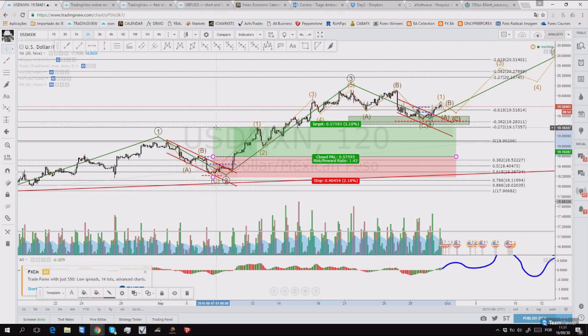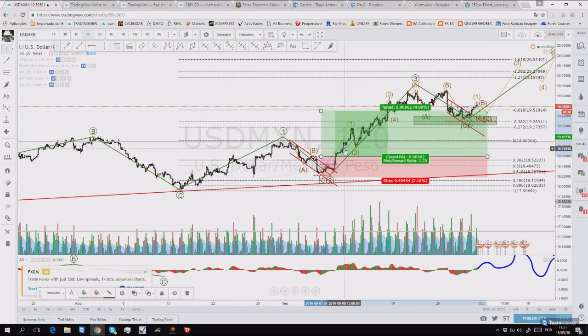And if you exit on the 1.27, it would be this. I wouldn't do this. I don't like one-to-one trades. This is 1 to 1.5. I wouldn't do this trade, but I would do this trade. Is it making sense?